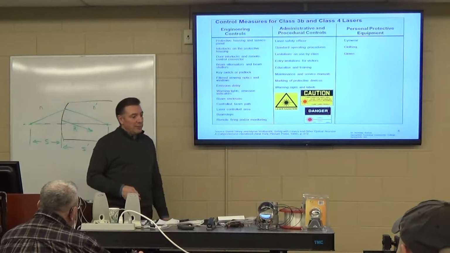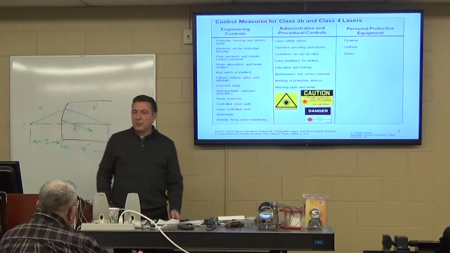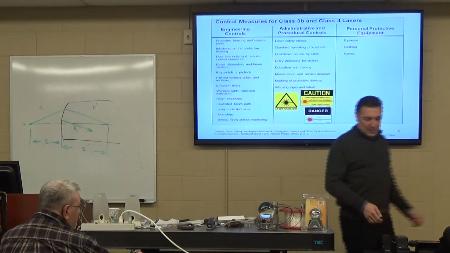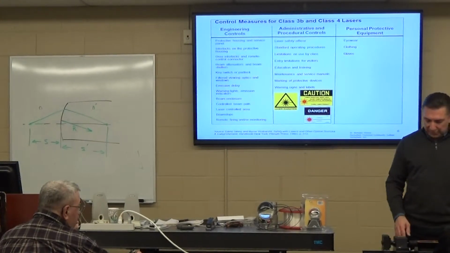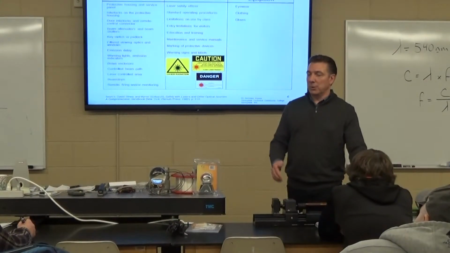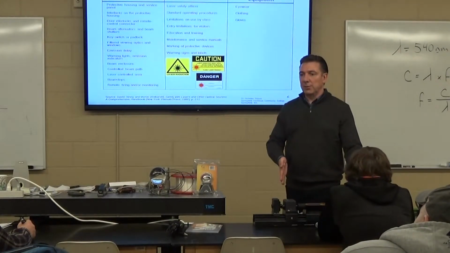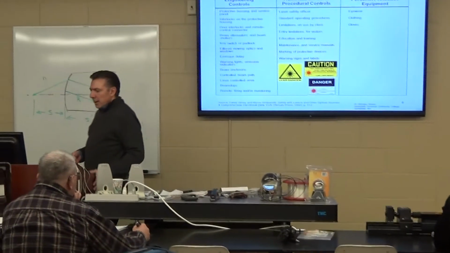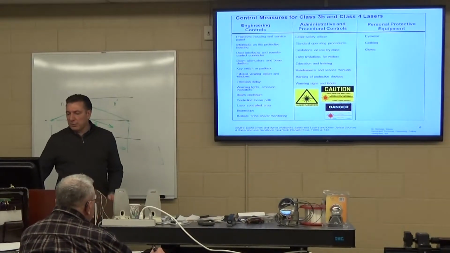Beam attenuators and beam shutters. Attenuators and shutters, anything that you put in front of the beam, like this one here. This is an old neodymium YAG laser, but it has a shutter built in over here, so that when you're not using the laser, the shutter closes and the beam doesn't come out. Emission delays, filtered viewing optics.